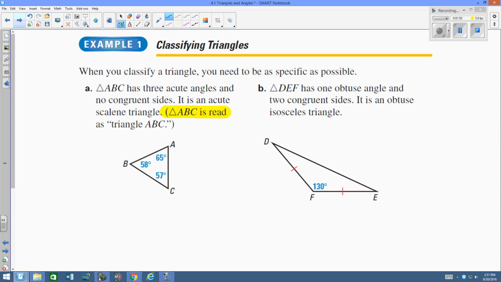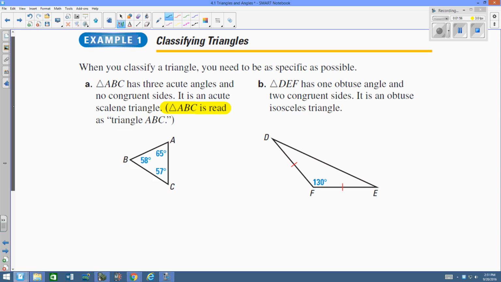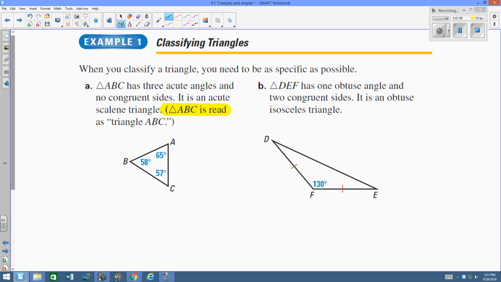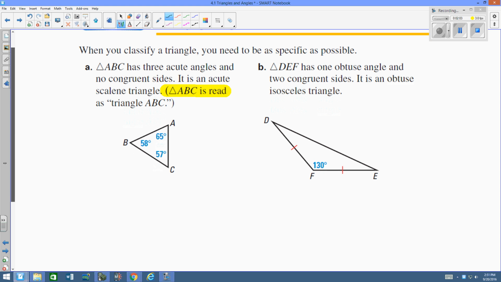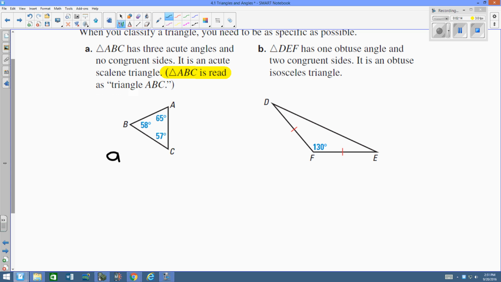Classifying triangles, you want to be as specific as possible, so you should mention something about the angles and something about the sides. For example, triangle ABC has 3 acute angles. All 3 are less than 90. So I'm going to call this an acute. And I also know all 3 sides are going to be different because all 3 angles are different. So I'm going to call this scalene, because the sides are different. Scalene.